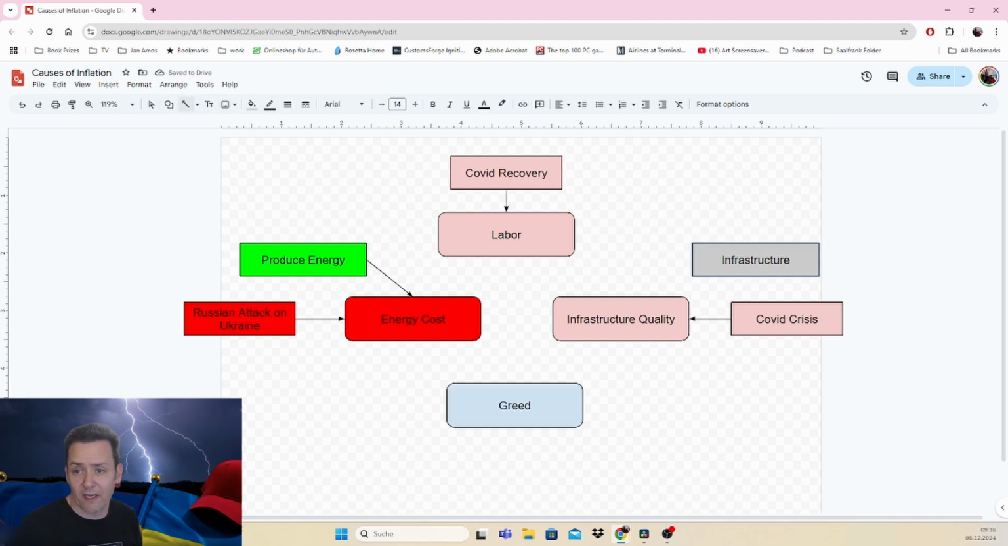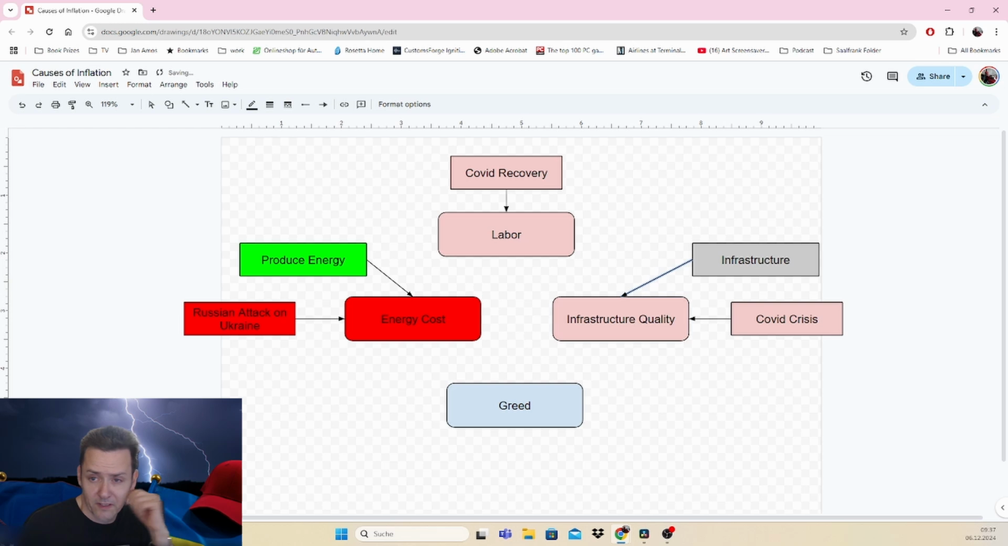On the infrastructure side, I'm going to put this one in gray because they felt that infrastructure maintenance had to catch up, and infrastructure had to catch up to optimize the economy in the long term. But this may not have been the best time to do it, because there was pressure on the labor market already from the COVID recovery, right? So the timing here may have been a bit off.